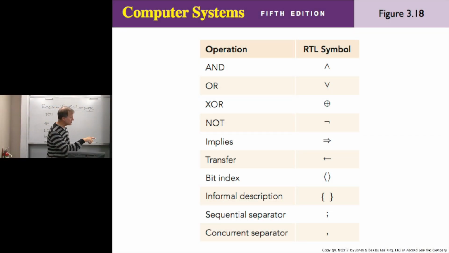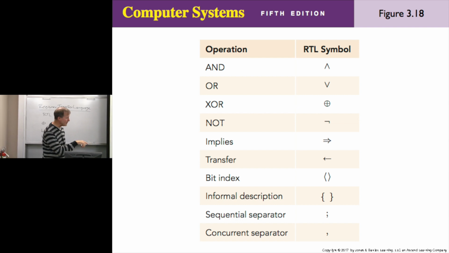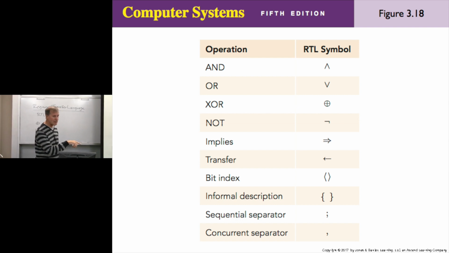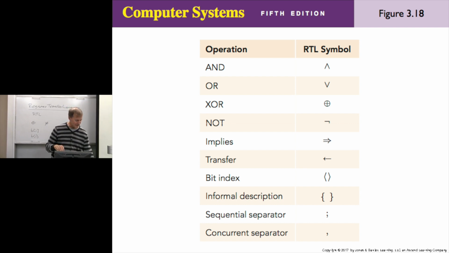And then our informal descriptions are going to be in braces, and now there's two more. There's a sequential separator, which is the semicolon, and then there is a concurrent separator, which is the comma. So sequential means happens one after another. Comma means happens at the same time. Well, the comma in C++ is slightly different. Yeah, so that's not quite the same.